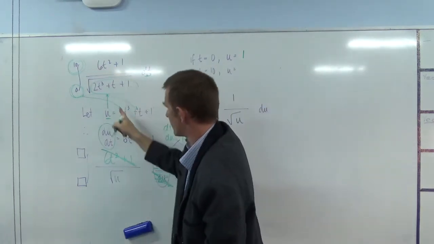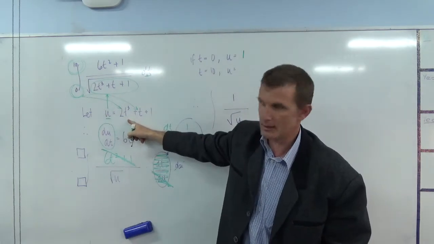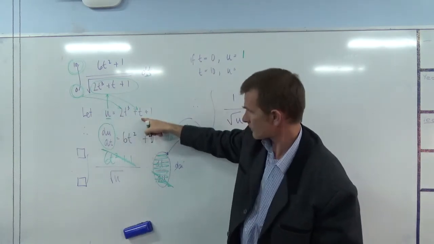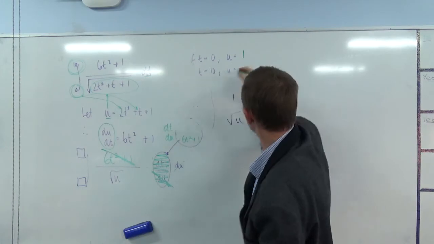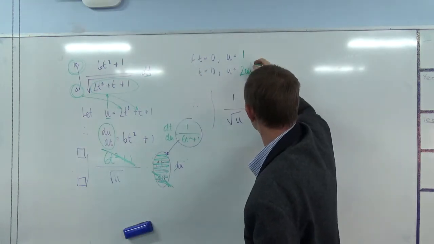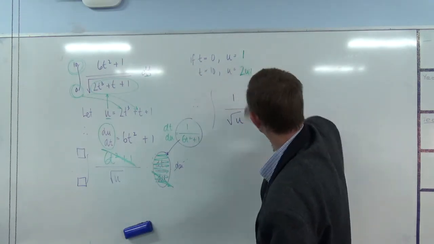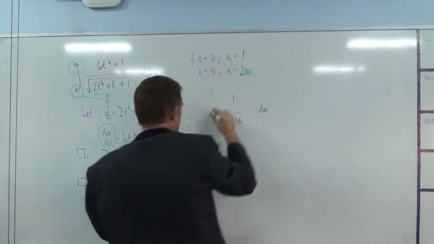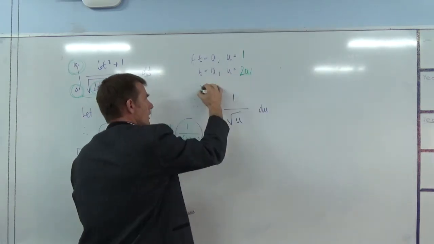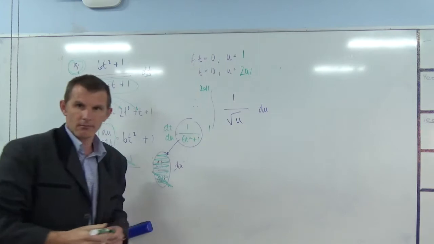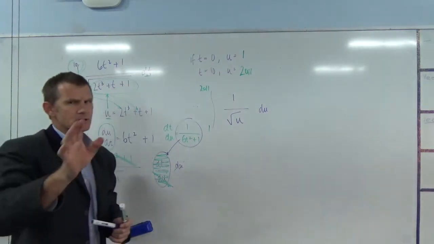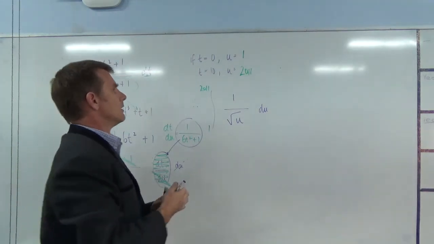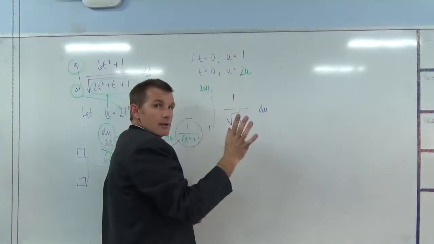Take the 10, put it in here, cubed, 1,000, 2,000, 2010, 2011. Right? So those limits now are going to go here, 1 and 2011. Big number, crazy number, don't worry about that. This now I can integrate.